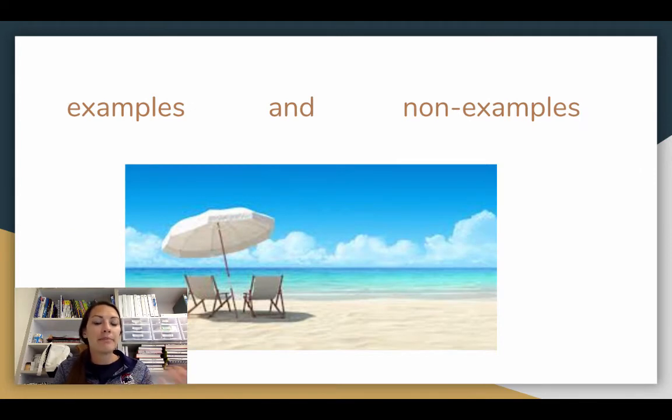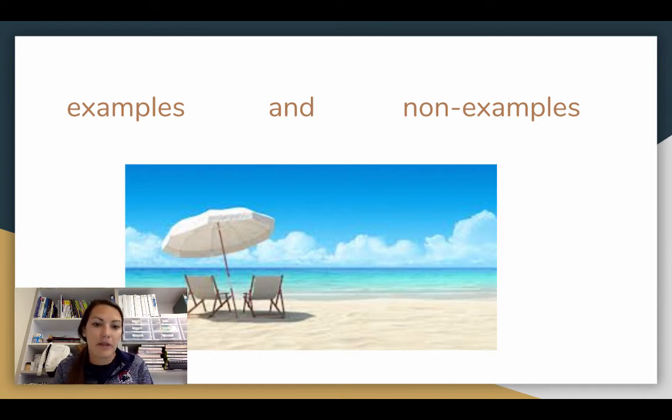So we're going to talk about some examples of matter and some non-examples of matter. I chose this wonderful beach scene as some inspiration for us. I have to remember that things that are matter have mass and they have volume. If I look at things that are matter, I would say the umbrella is matter. The sand is matter. The water is matter. It's got mass; I can put it on a balance and measure the mass of it. And it's got volume; I can look at how much space it takes up.